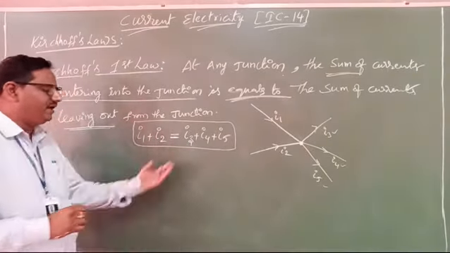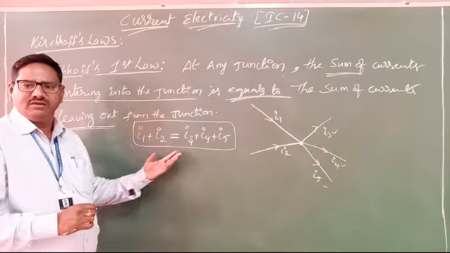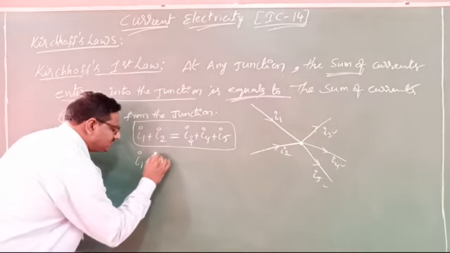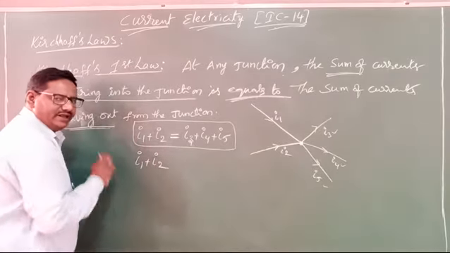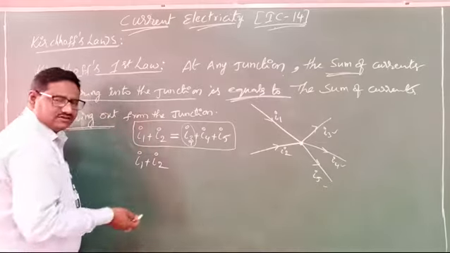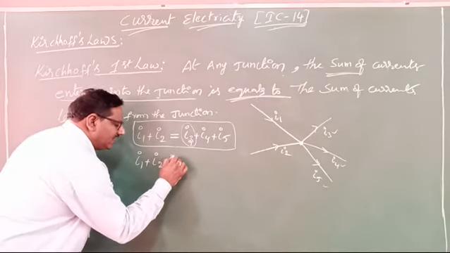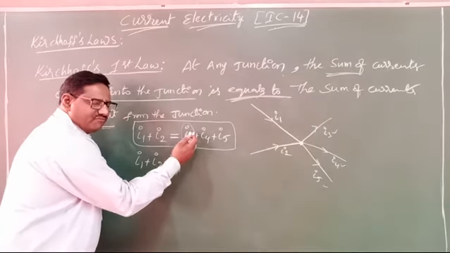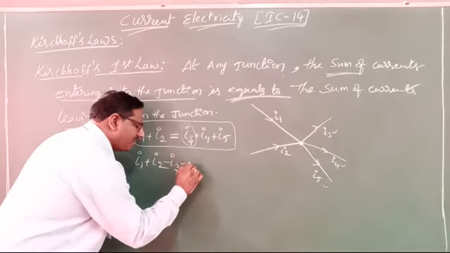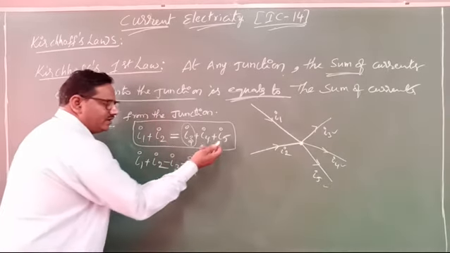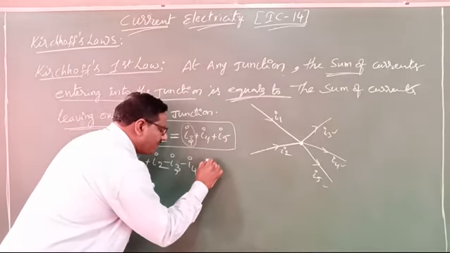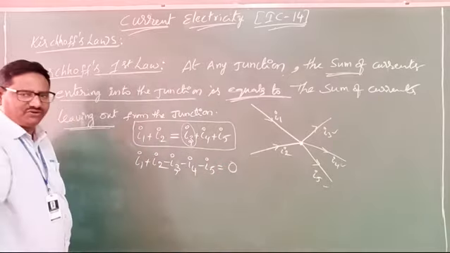Or if I take all these to one side, they come to the other side. Then I write I1 plus I2, these two stay on this side. Now I3 was plus, and coming to this side it becomes minus I3. And I4, plus, becomes minus I4. And I5, coming to this side, becomes minus I5. That equals 0.